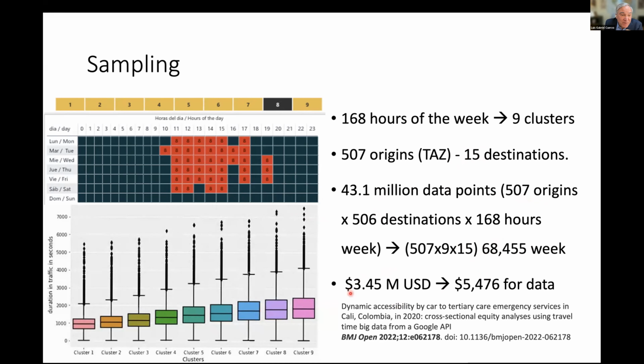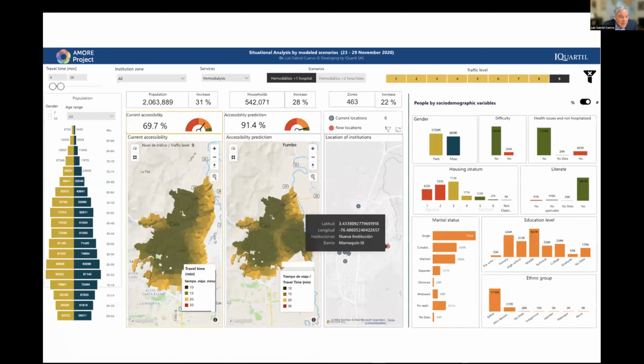That means that the cost of sampling went from $3.45 million, because it's cents per data download, to roughly $5,500 for the data downloads for a week. And that information you can find in a publication in BMJ Open.